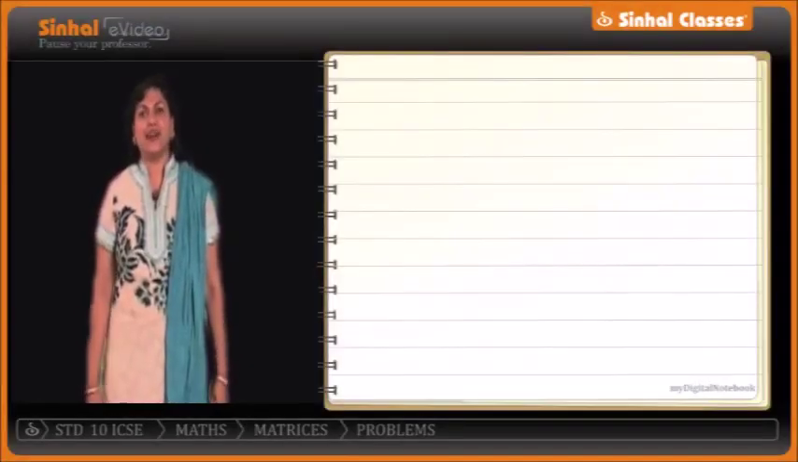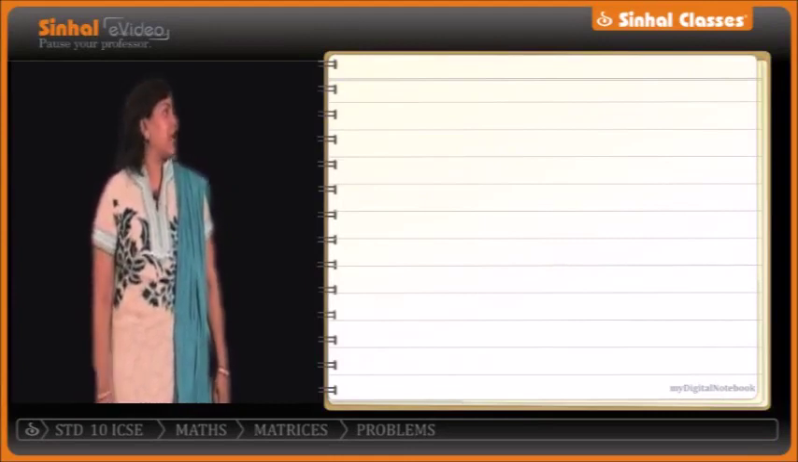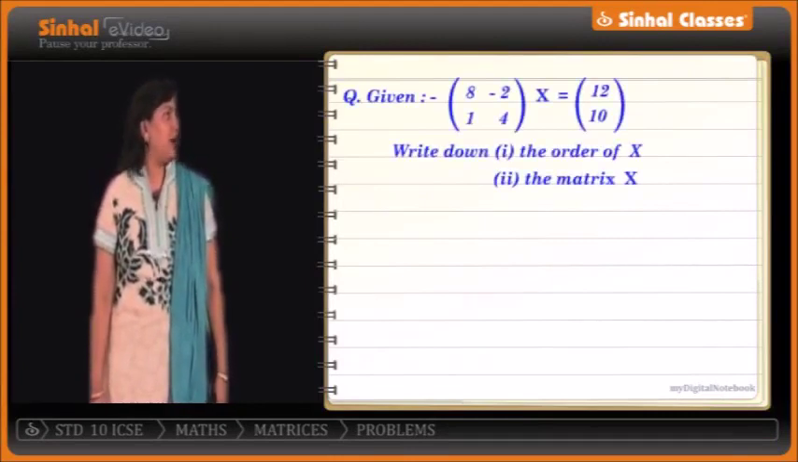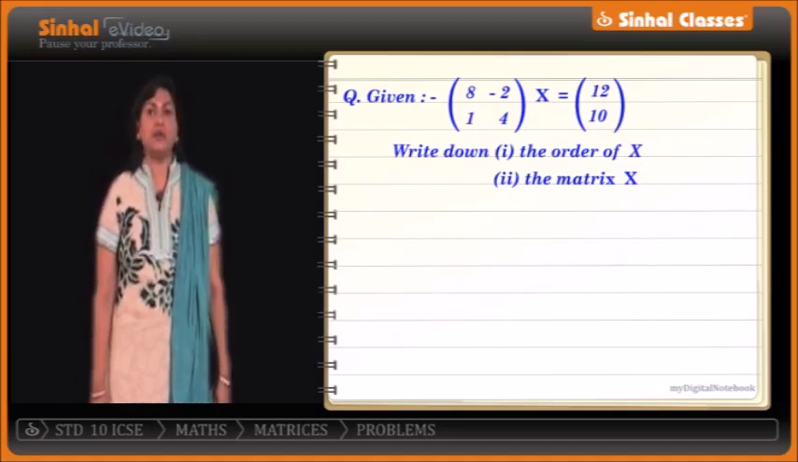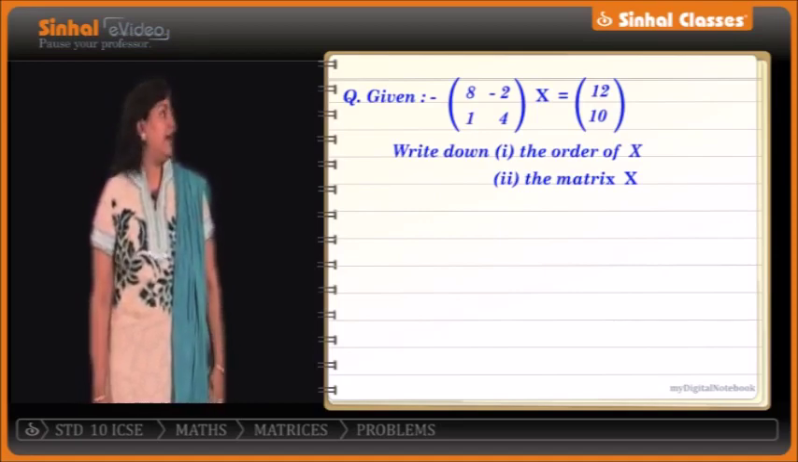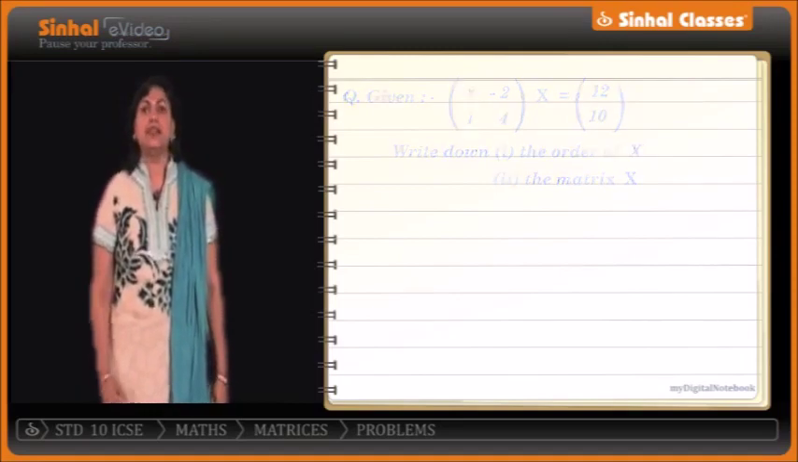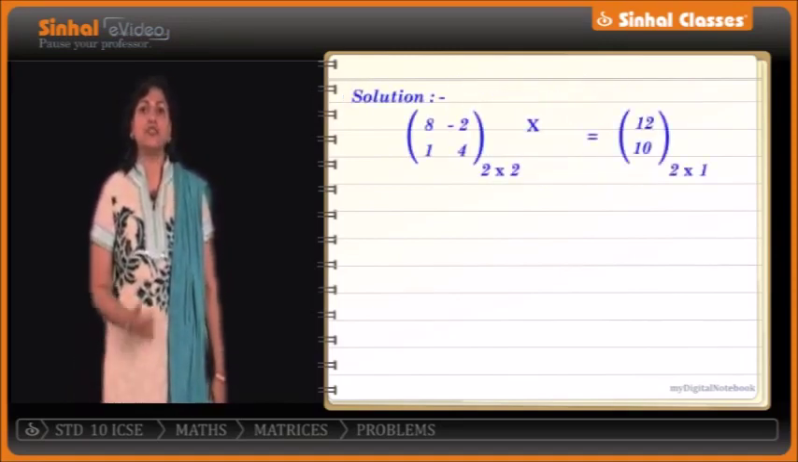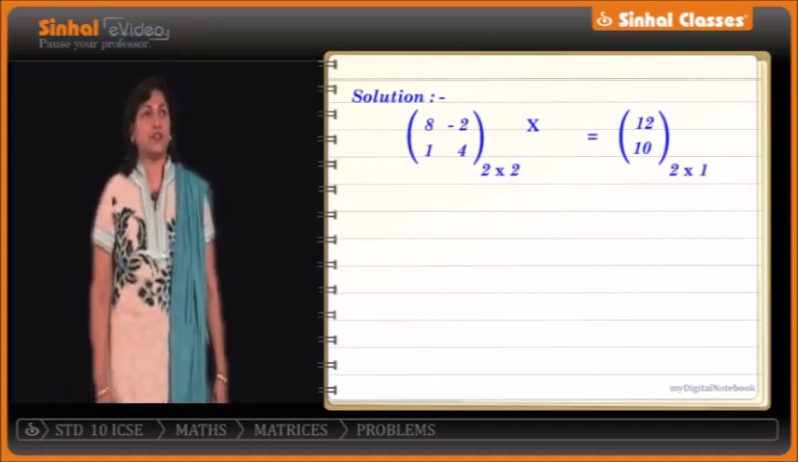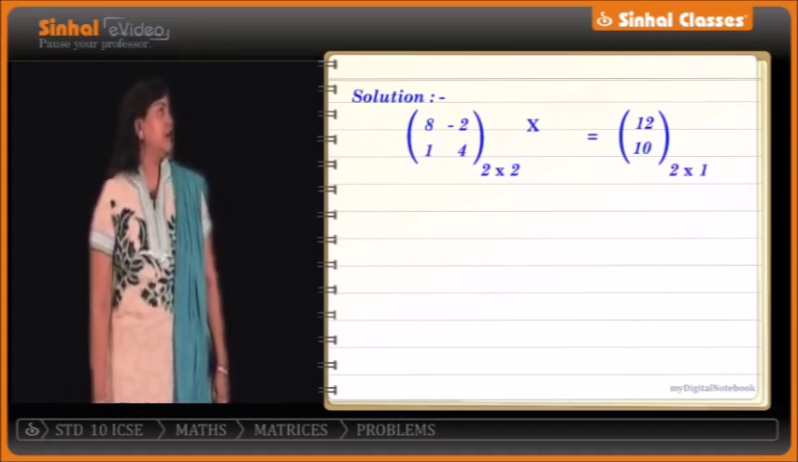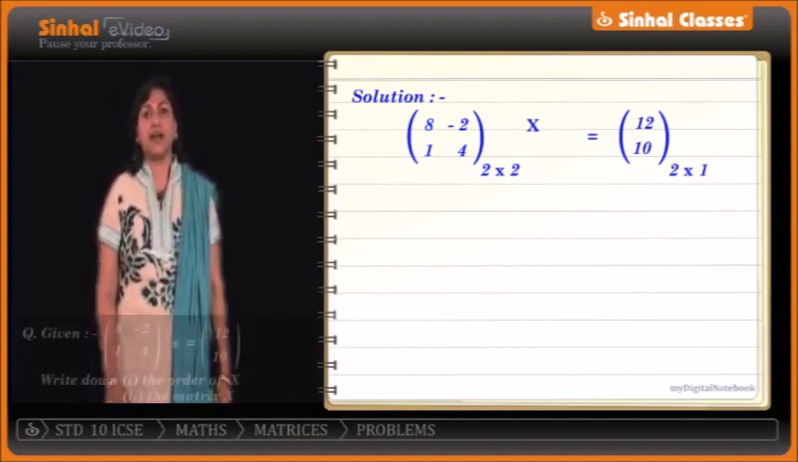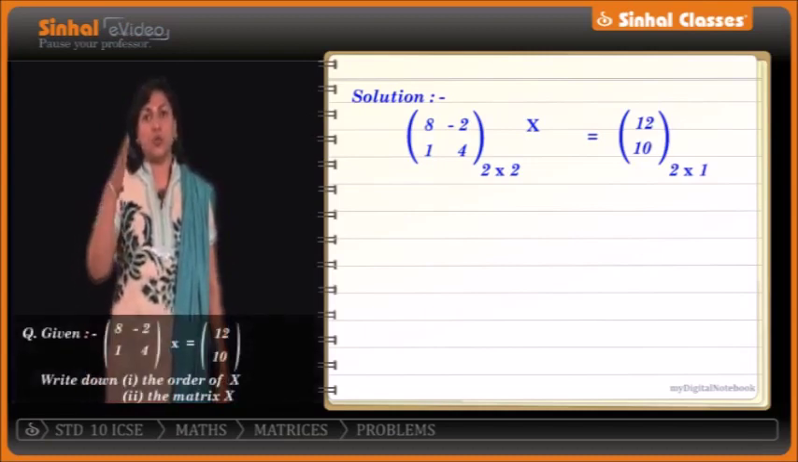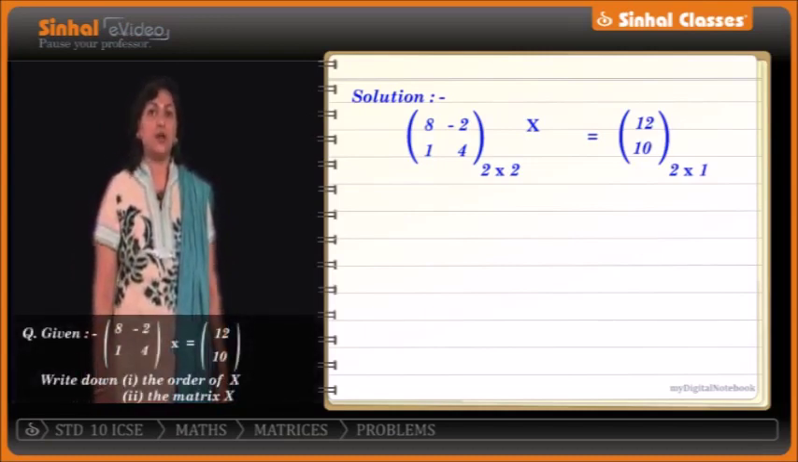Dear students, here's our next problem. We are given the matrix 8, minus 2, 1, 4 into the matrix X is equal to 12, 10. We want to write down the order of X and then find the matrix X. Now to get the order of X, we first have the order of the first matrix as 2 by 2. Now the order of X we want to find out. We are given the order of the product matrix as 2 rows, 1 column, which will be 2 by 1.